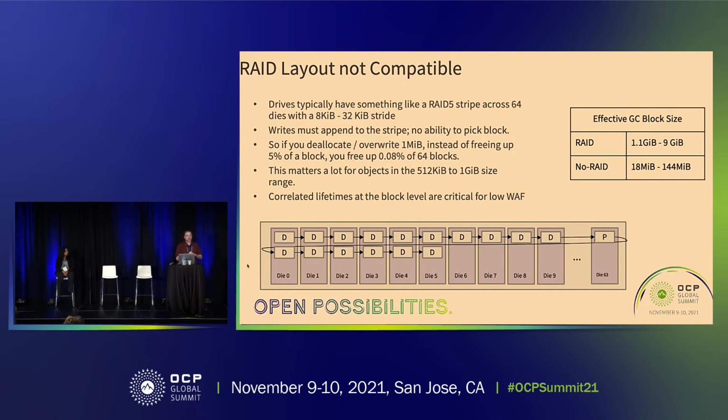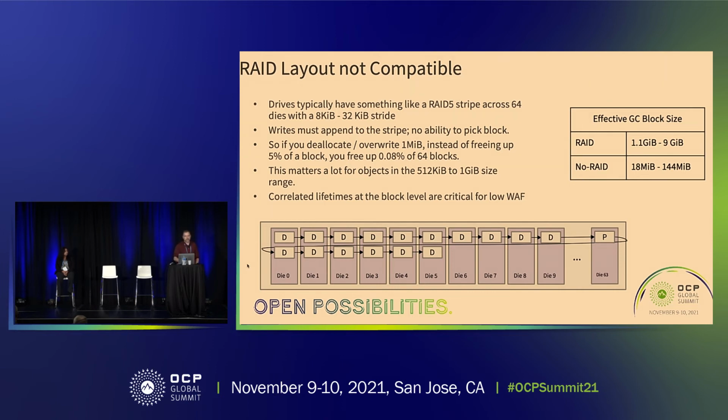That forces you into placing parity as you go, which means that when you're given data from the host, there's really very little control over where it's placed. You have to go sequentially, get a parity page out there, and then you can move on to the next stripe down.